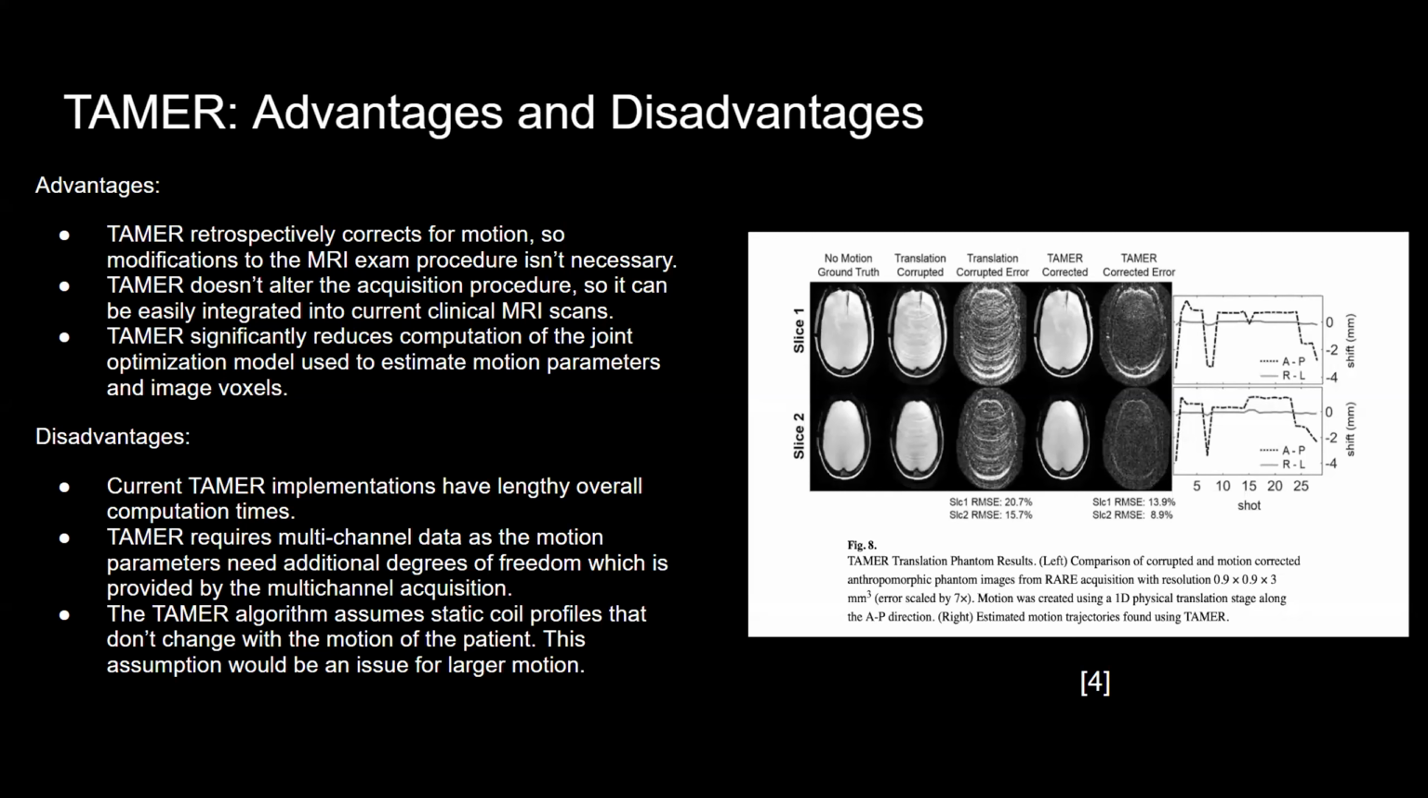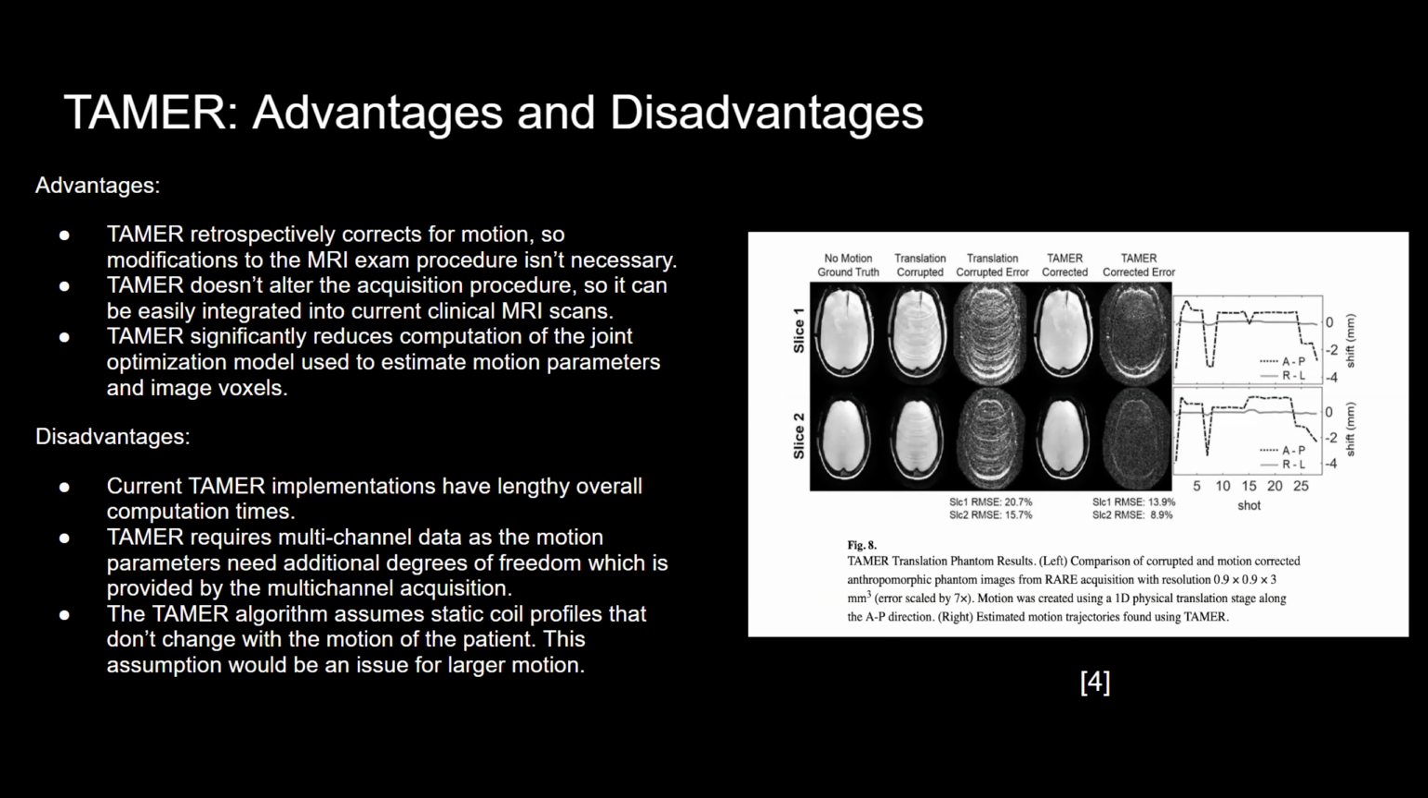Okay, so advantages and disadvantages. This is a retrospective method. Essentially, we don't have to change the scan procedure. We can just scan the normal way. Tamer significantly reduces computation time for past algorithms that have tried to solve this. The downside is the current implementations are still kind of lengthy. Also, Tamer requires multi-channel data. We need additional degrees of freedom, which is what is provided by multi-channel acquisition. And lastly, the Tamer algorithm assumes static coil profiles, so for larger motions, we can't really do that.